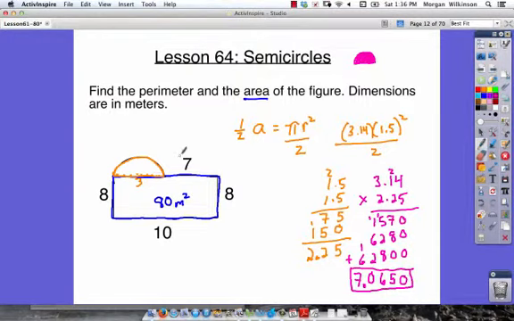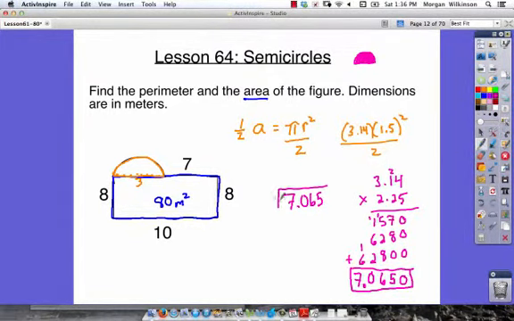But don't forget, this is a half of a circle, so we need to divide it by 2. Let's go ahead and work that out. I'm going to erase some of our earlier multiplication. Please pause if you need more time. If we have 7.065, we're going to divide it by 2. We know the decimal comes straight up, and 2 goes into 7 3 times. It gives us 6 with 1 left over.